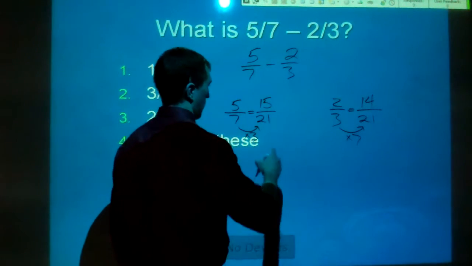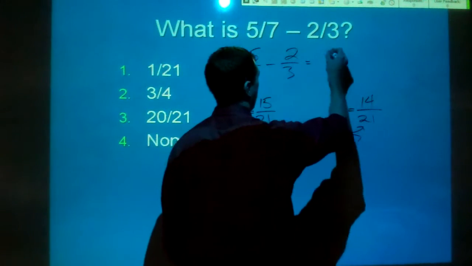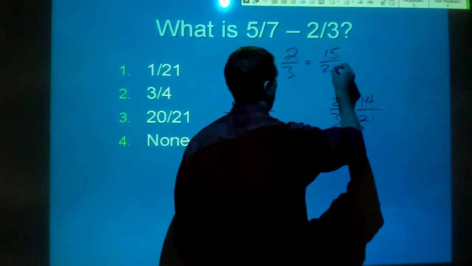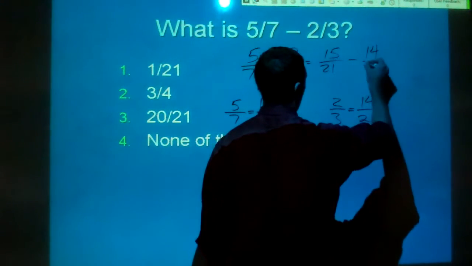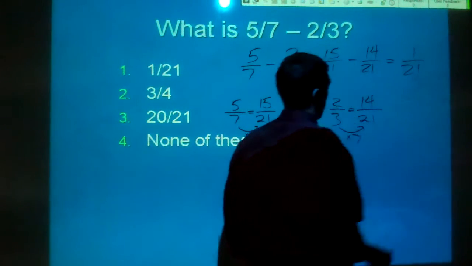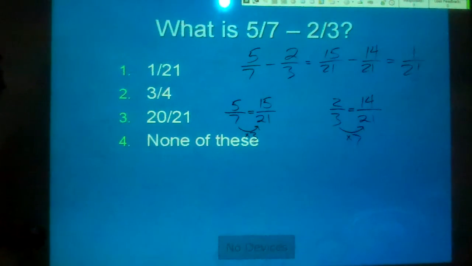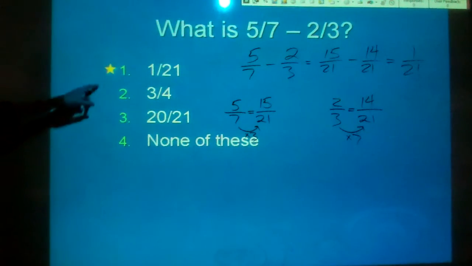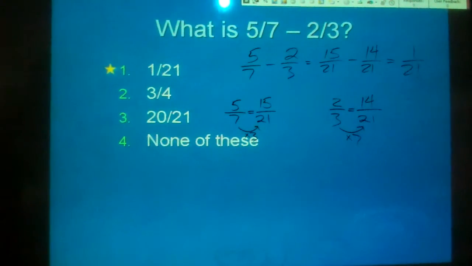And now we can see we have 15/21 minus 14/21, which will get us to 1/21. So we should have been answering, and I should have been seeing most of my students answering 1/21.